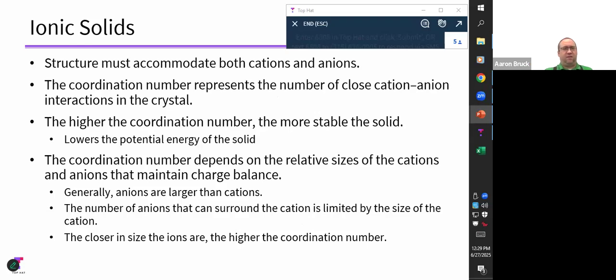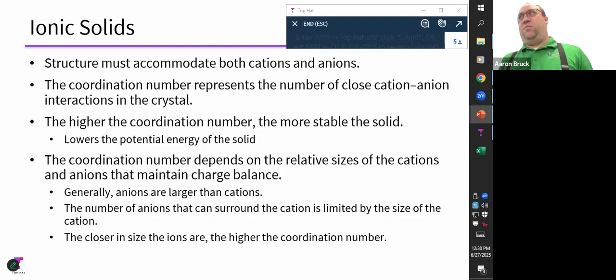All right, let's come back to ionic solids then. So ionic solids are going to represent very similar kinds of structures to what we described with metals. We're going to see simple cubic, body-centered, face-centered. Now we're going to see probably a couple of other things as well. But what we're really going to be looking for here are a couple of things.